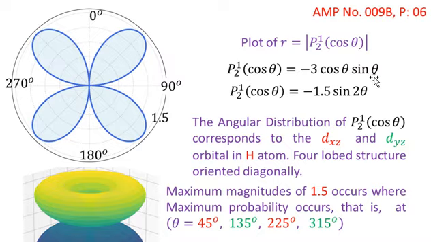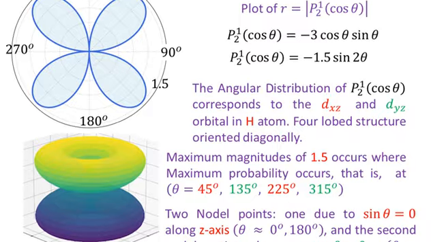Sine of theta will be equal to 0 at theta equal to 0 degrees and theta equal to 180 degrees, and the cos function will be equal to 0 at theta equal to pi by 2 and theta equal to 270 degrees.